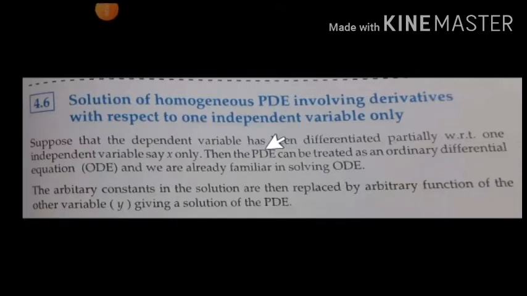Today we will study the solution of a homogeneous partial differential equation. How do we find the solution? The method is also given in the title: involving derivatives with respect to one independent variable only. I will explain the meaning of this by taking one example.